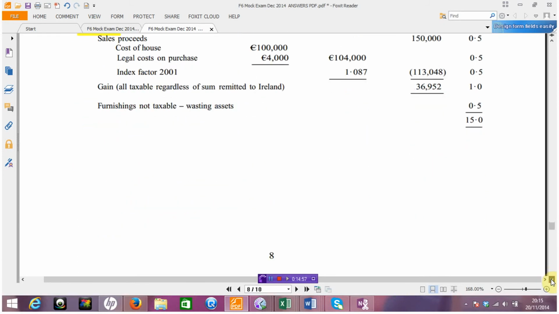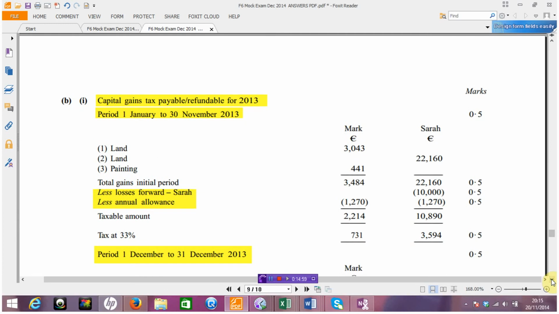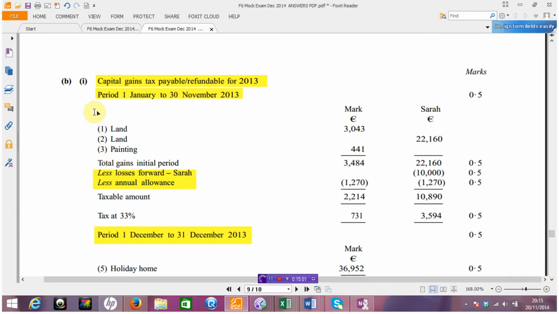Okay, so that gives us the main sort of assets, the main 5 as it were, and all that they do within the computation is just simply list them as you would expect, and really apply the AE and indeed the losses for Sarah to get the tax payable of 731 and 3594.